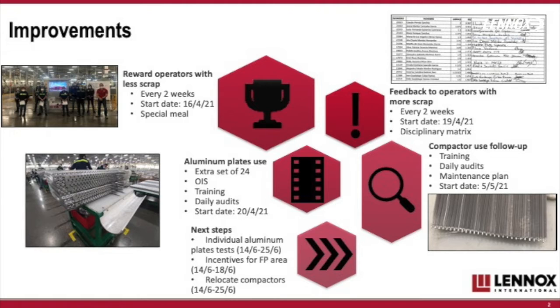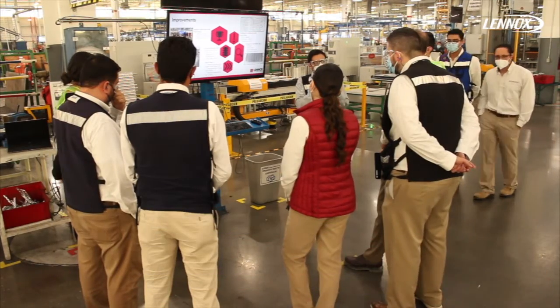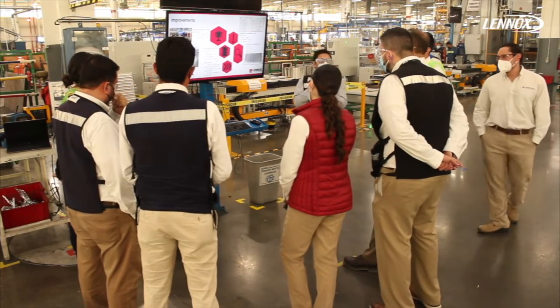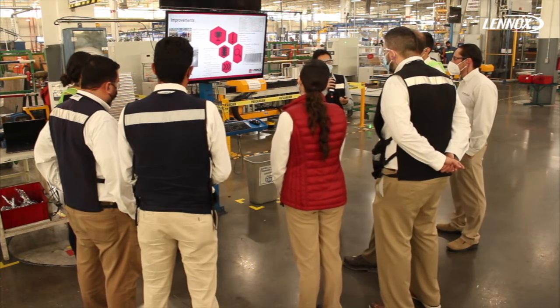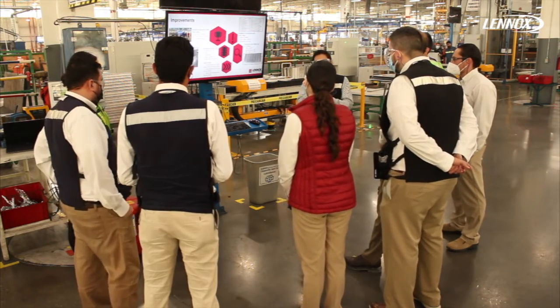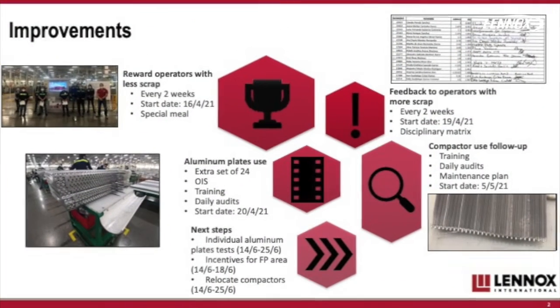scrap in the area. Also, it takes place every 2 weeks since the 19th of April. We have here an example of an attendance list. And given the case that operators already received the feedback and in the upcoming weeks their scrap generation is not improving, then actions are taken according to the disciplinary matrix with the help from human resources.